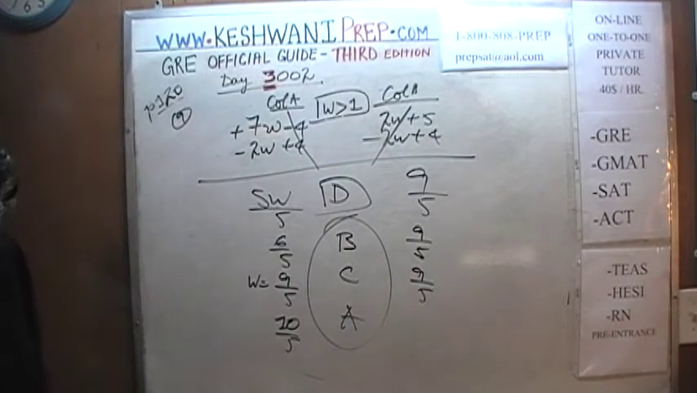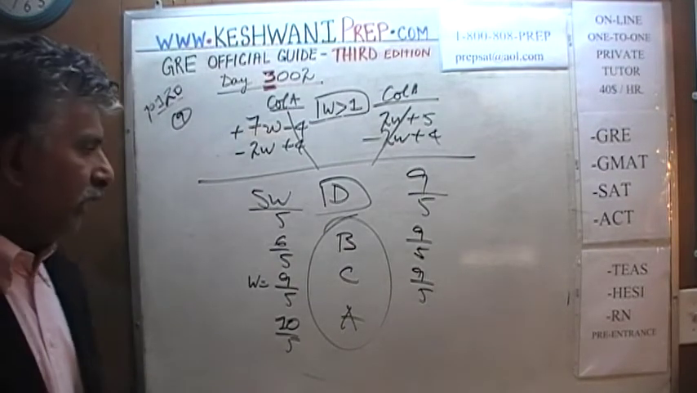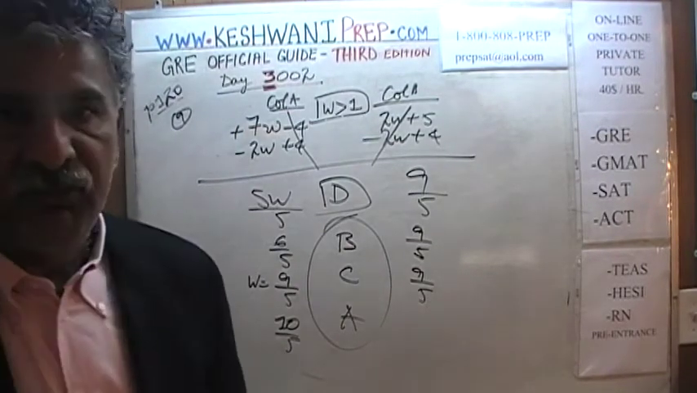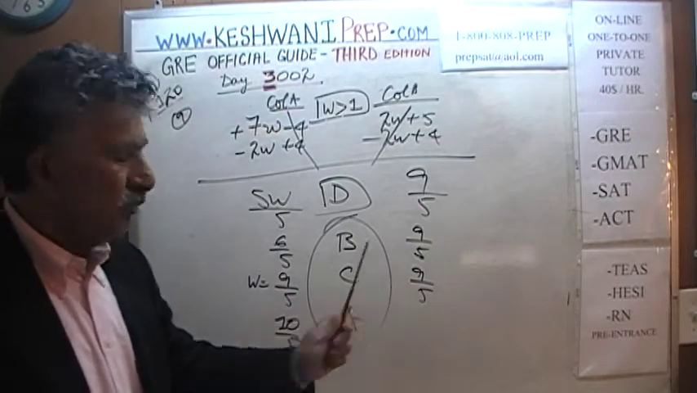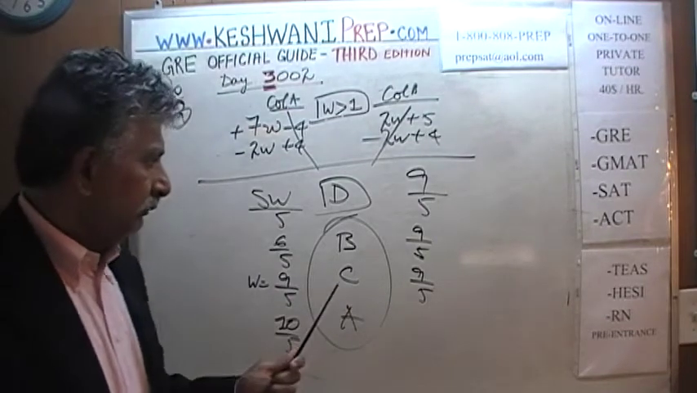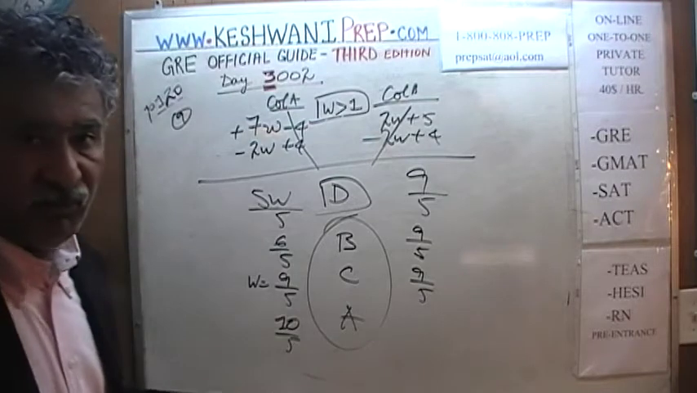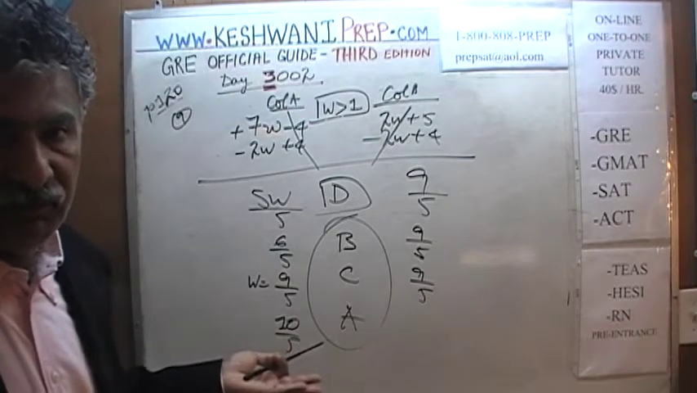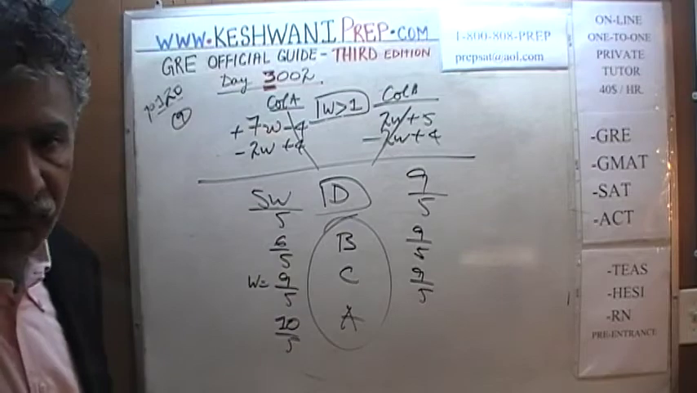The answer is D. Simply knowing that W is more than 1 is not going to help us establish how it compares to 9/5. It's more than 1, maybe it's 6/5, maybe it's 9/5, maybe it's 10/5, maybe it's 1,000/5, 1/5 of 1,000, who knows?